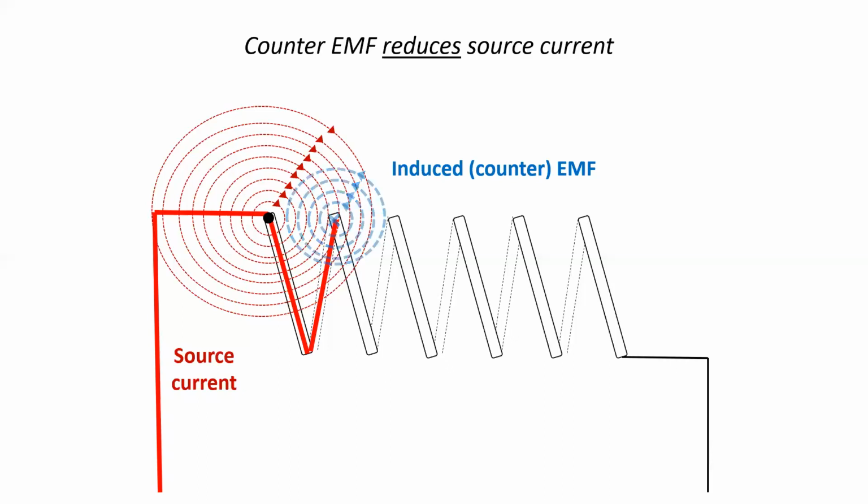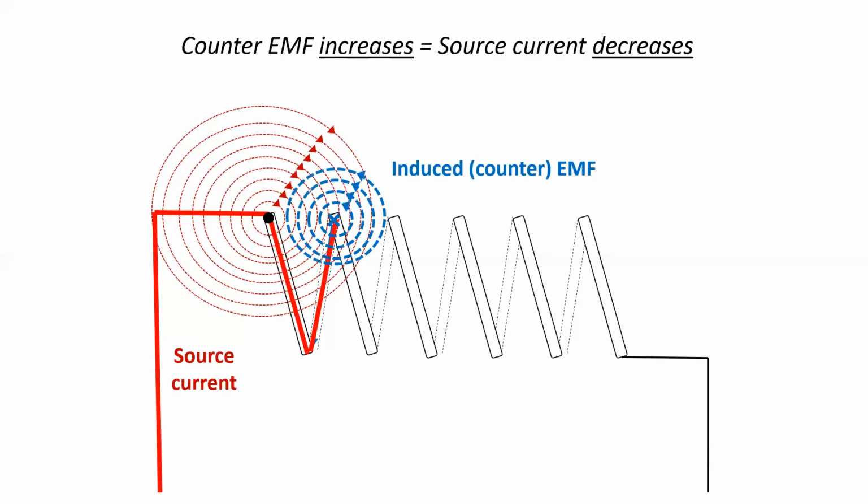So why is this significant? Well, it's significant because when this counter EMF gets larger, there's more lines of flux and the current that is set up there in the opposite direction is larger, it reduces the source current. So source current decreases.